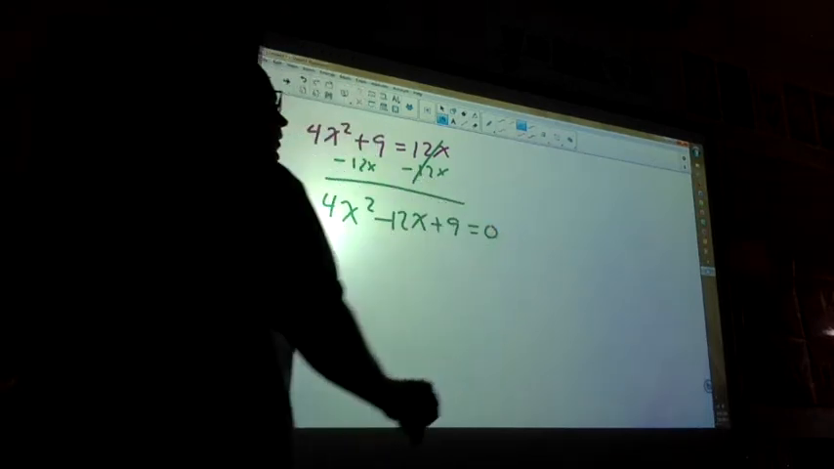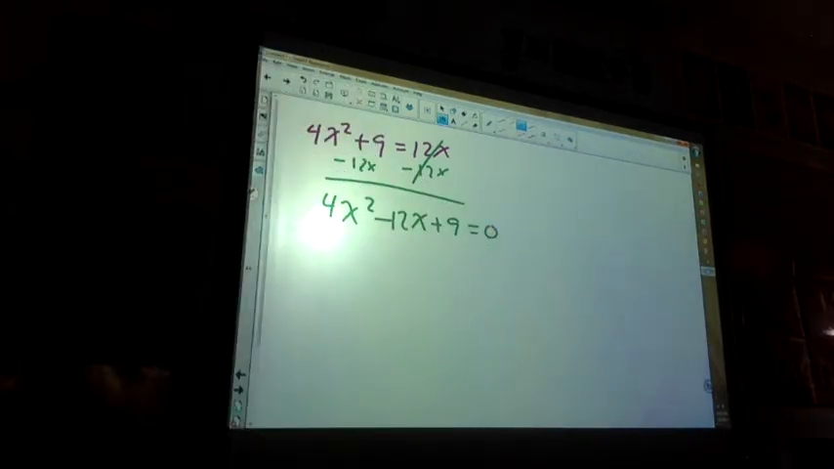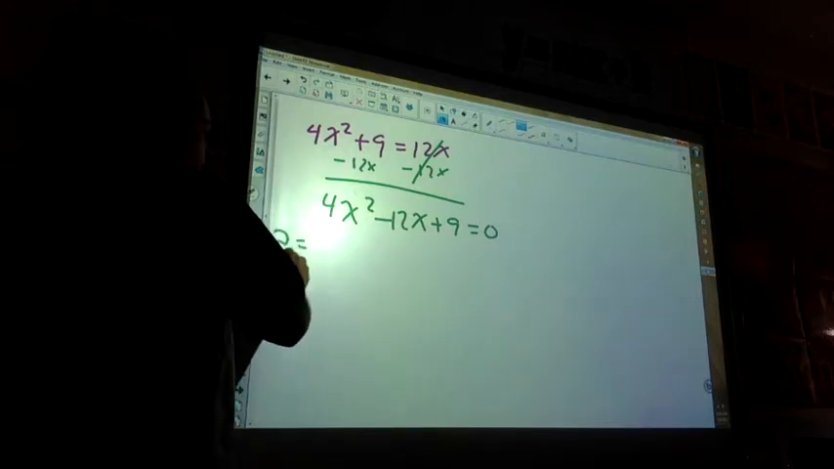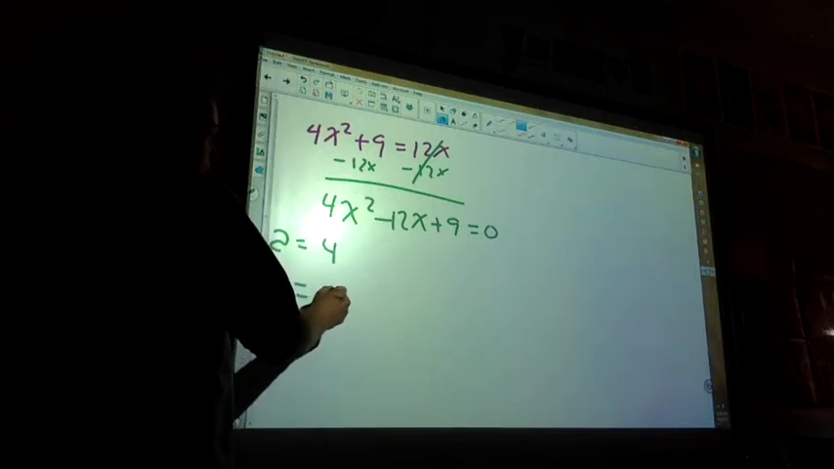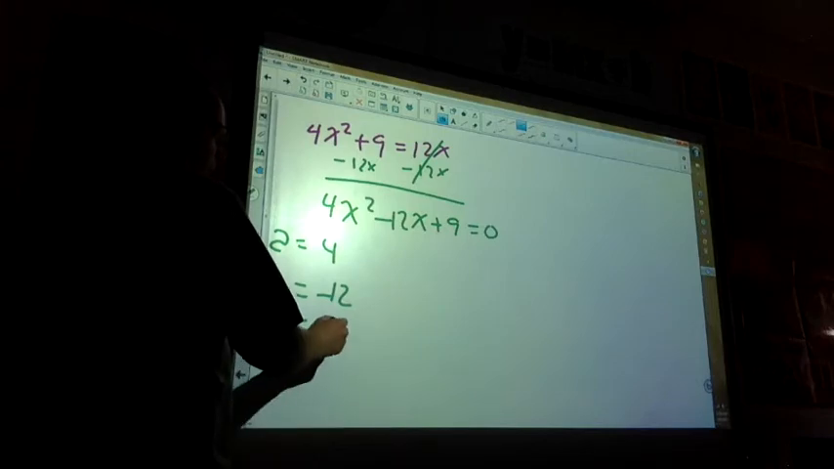Notice I put it in descending order, correct? But can I combine 9 and negative 12x? No. One has an x and one doesn't. What's my a value? 4. B value? C value?